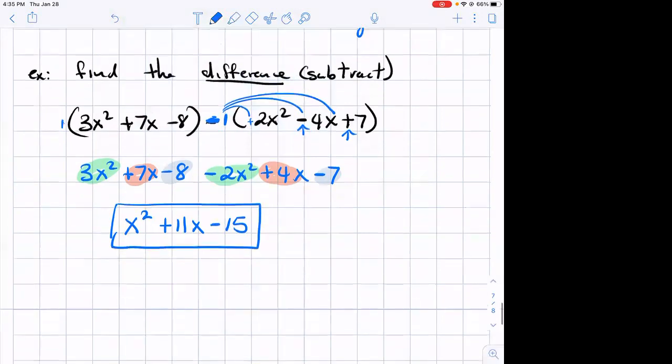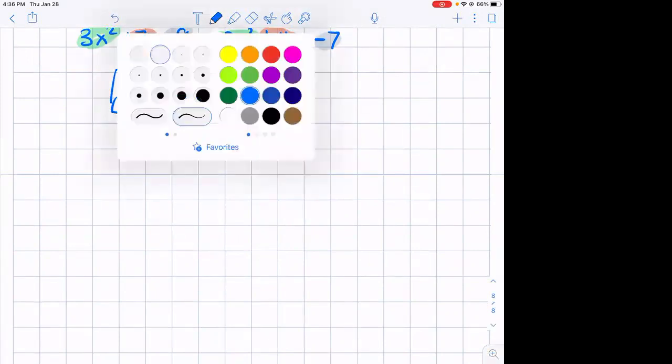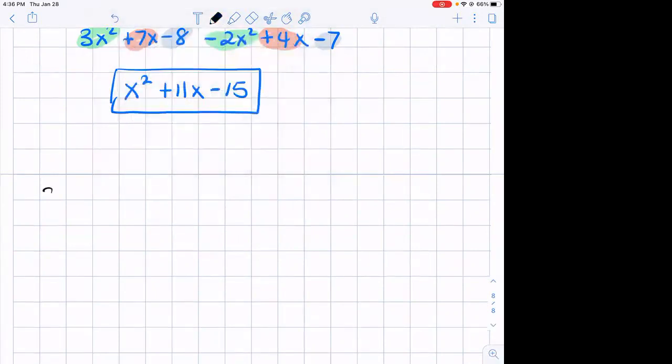Now, let's look at a simple polynomial. Suppose I said in words to you, subtract 3 from 5. Subtract 3 from 5.